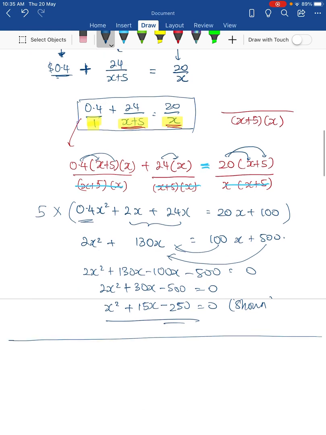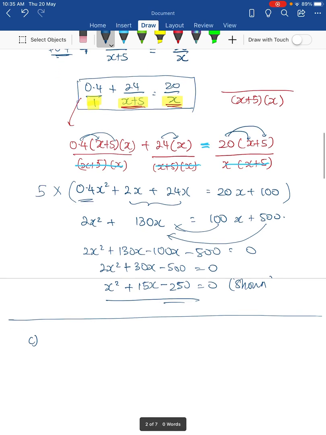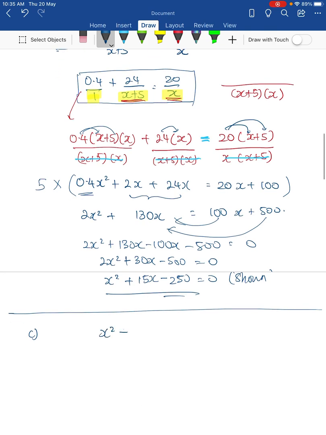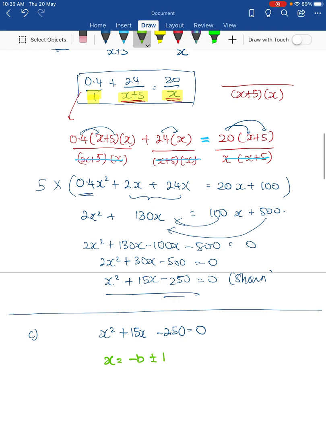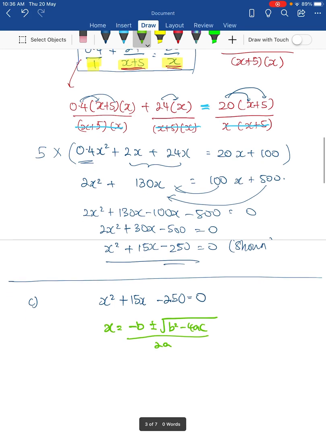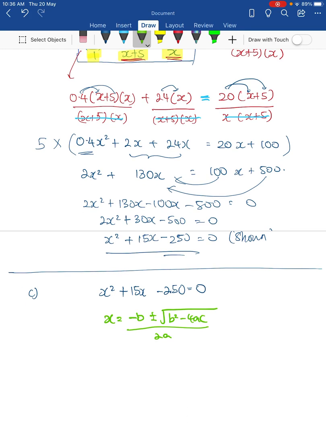Part C: let's say for some reason you can't manage to solve part B, you cannot show it, make sure you can secure this part C marks. Very important, 3 marks. And it's very easy to get, trust me, as long as you follow the following part. First, you must remember the formula. The formula is x equals minus b plus minus square root of b squared minus 4ac, over 2a. This formula you have to memorize and remember.